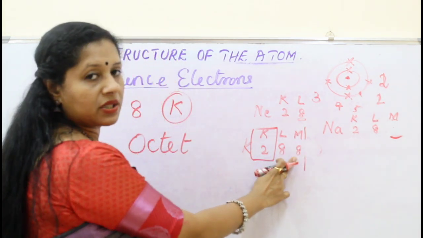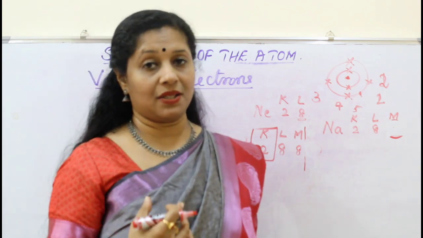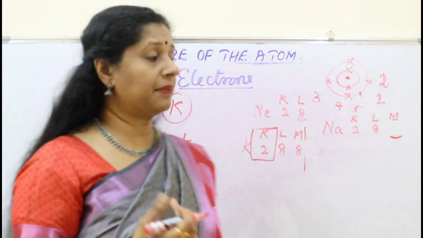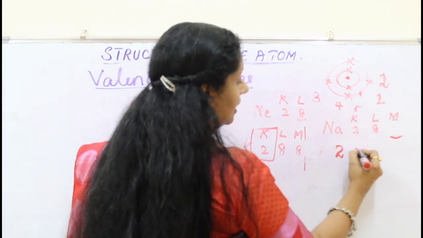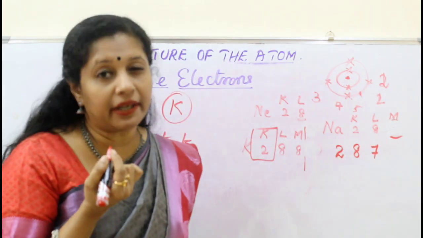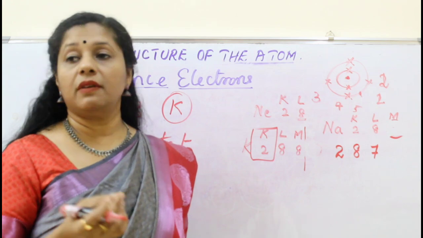So now the outermost is M, it has 8, happy. So by giving, they are satisfying their need, that octet. Whereas in some cases, like chlorine is 17. So 2 in the K shell, 8 in the L shell, 7 in the M shell. So for chlorine only 1 is required. So chlorine cannot give 7 for that sake. So chlorine will be looking for 1.